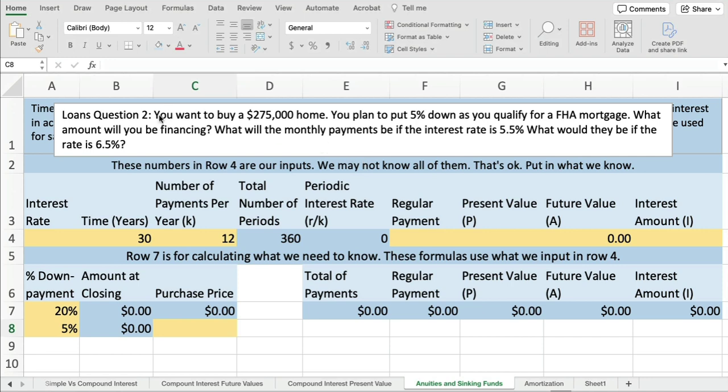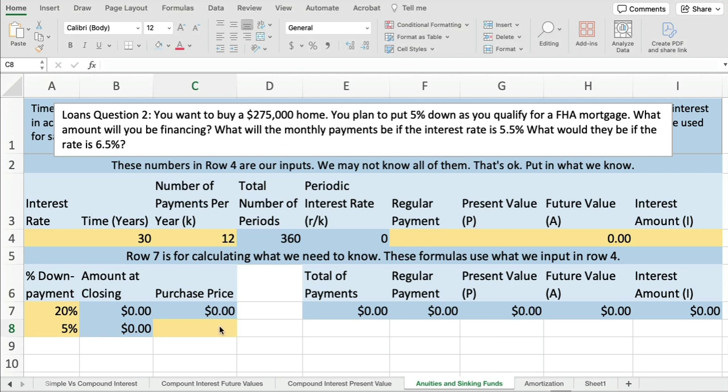How we do that. So here's the question. You want to buy a $275,000 home. You plan to put 5% down as you qualify for a special type of mortgage called an FHA mortgage. The Federal Housing Administration has created these low percentage down mortgages for people if you qualify. What amount will you be financing, and what will the monthly payments be if the interest rate is 5.5%? And then what would the monthly payments be if we change the rate to 6.5%? So a couple different questions that we're going to answer.